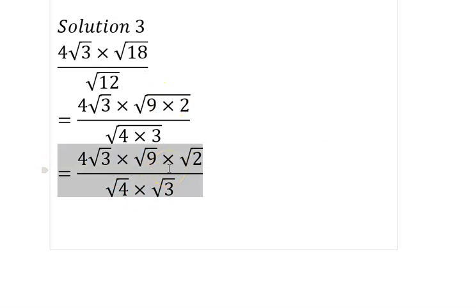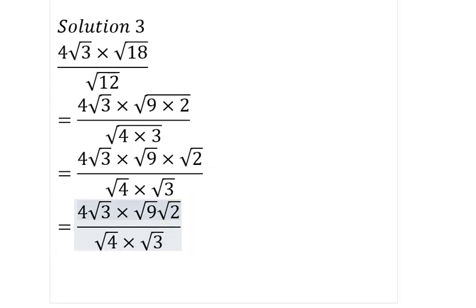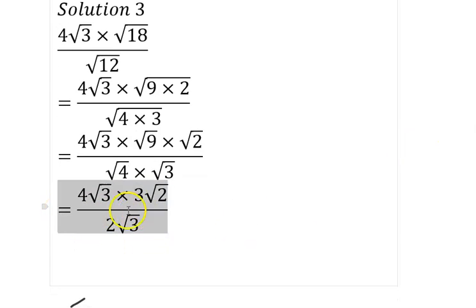So having done that, we can say since 9 is a perfect square, that's 3. Square root of 9 is 3. So here we have 3 root 2. Awesome. And since 4 is a perfect square, which is 2, here we have 2 root 3. Beautiful. Having done that, since it is multiplication, we have this as the numerator.